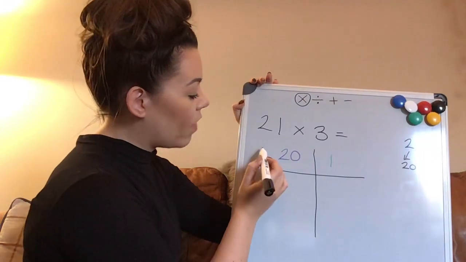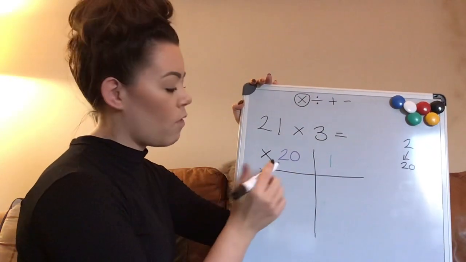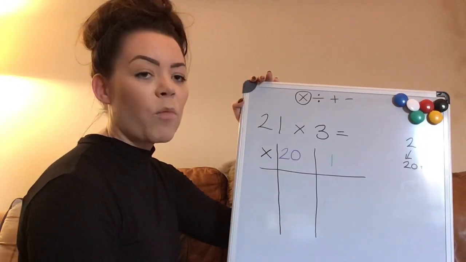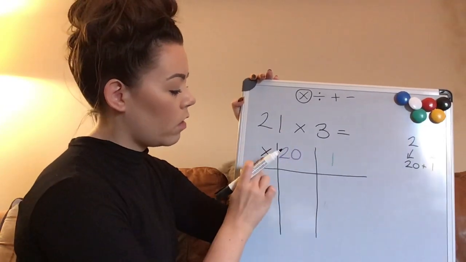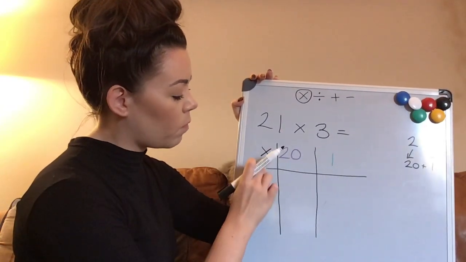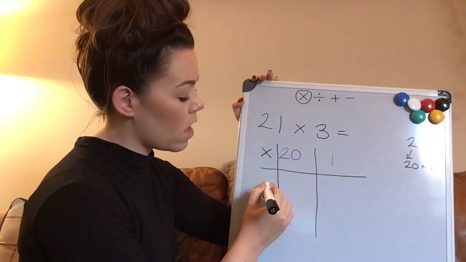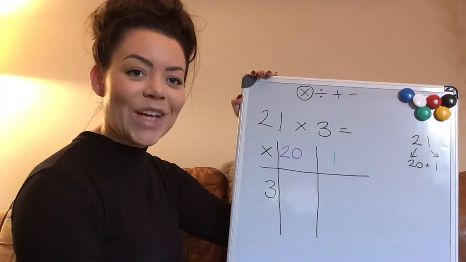Okay? And the operation that I'm using is multiplication, so I'm going to put that there to remind me, and then I just draw another line to separate them out again. So I've separated out the 20 and the 1, the multiplication, and underneath the multiplication I'm going to put the number that I'm multiplying by, which is 3. I've drawn out my grid, now I'm ready to go.